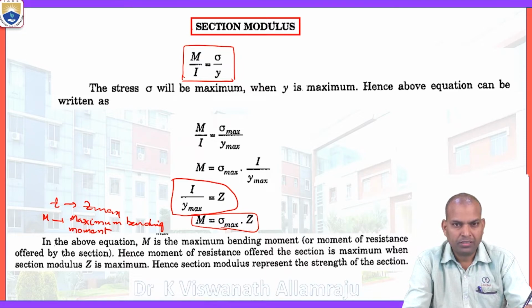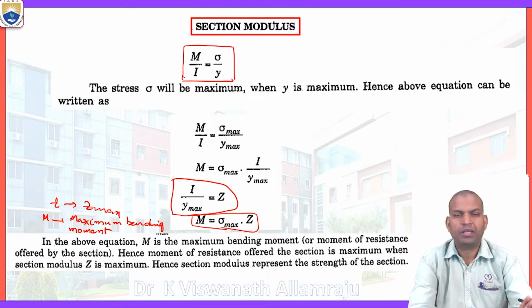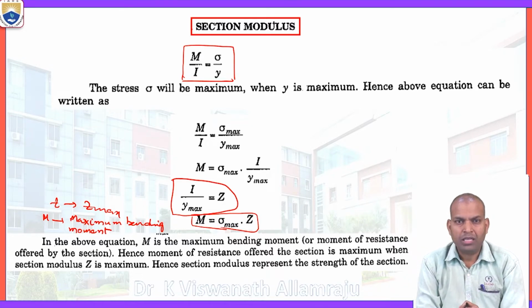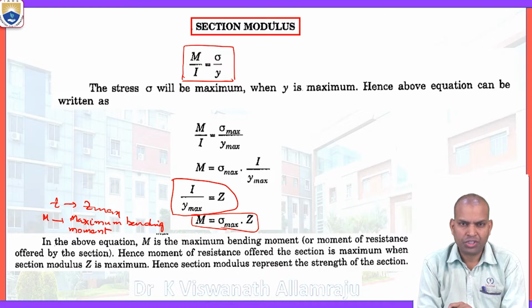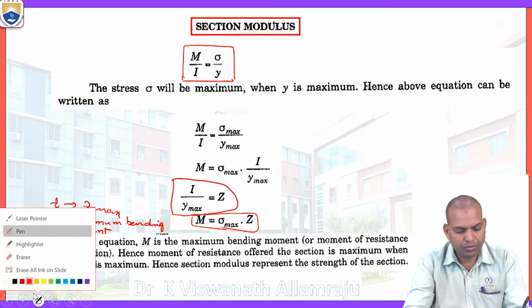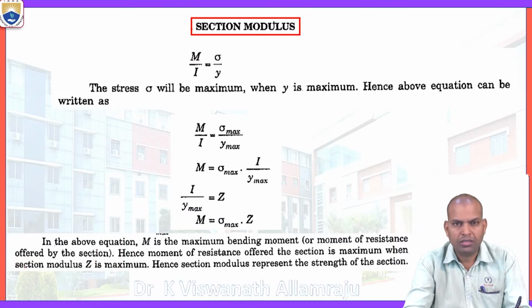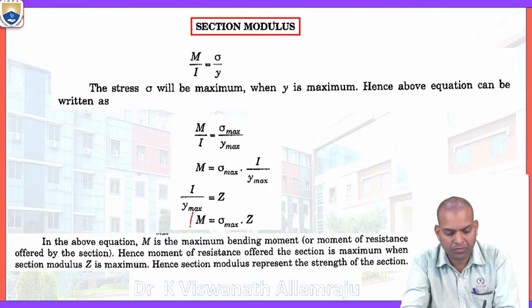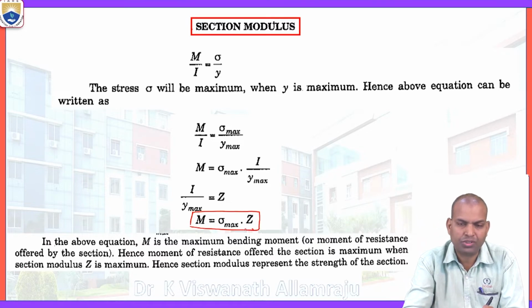When the section modulus becomes maximum, the moment of resistance is high, that means the strength is high. If the section modulus is high, then the moment of resistance to bending becomes high. So the section modulus represents the strength of a section. That's why M equal to sigma maximum times Z.